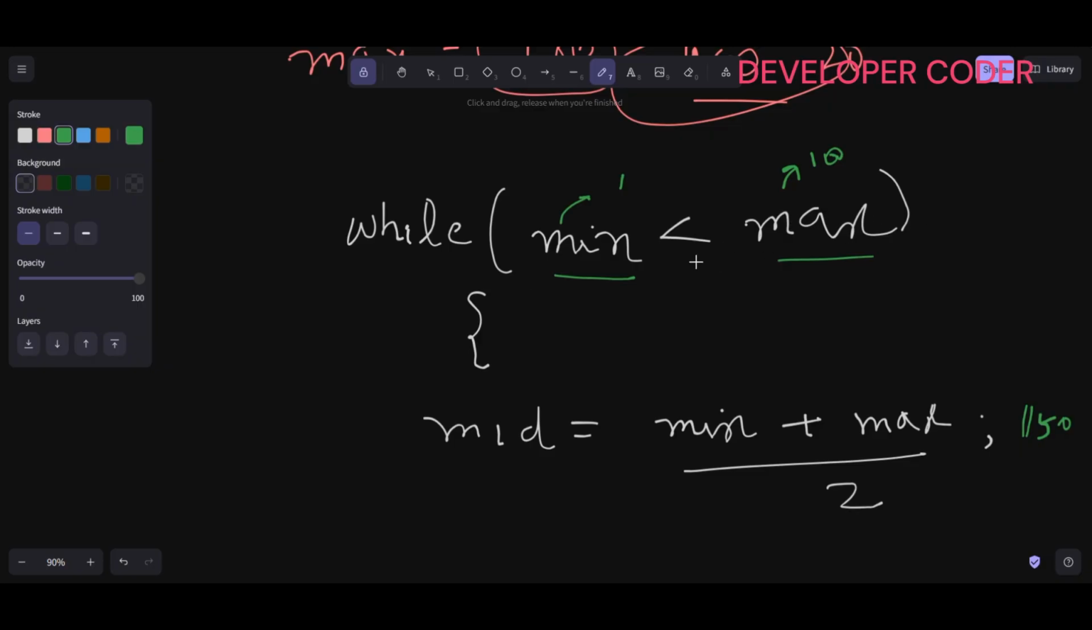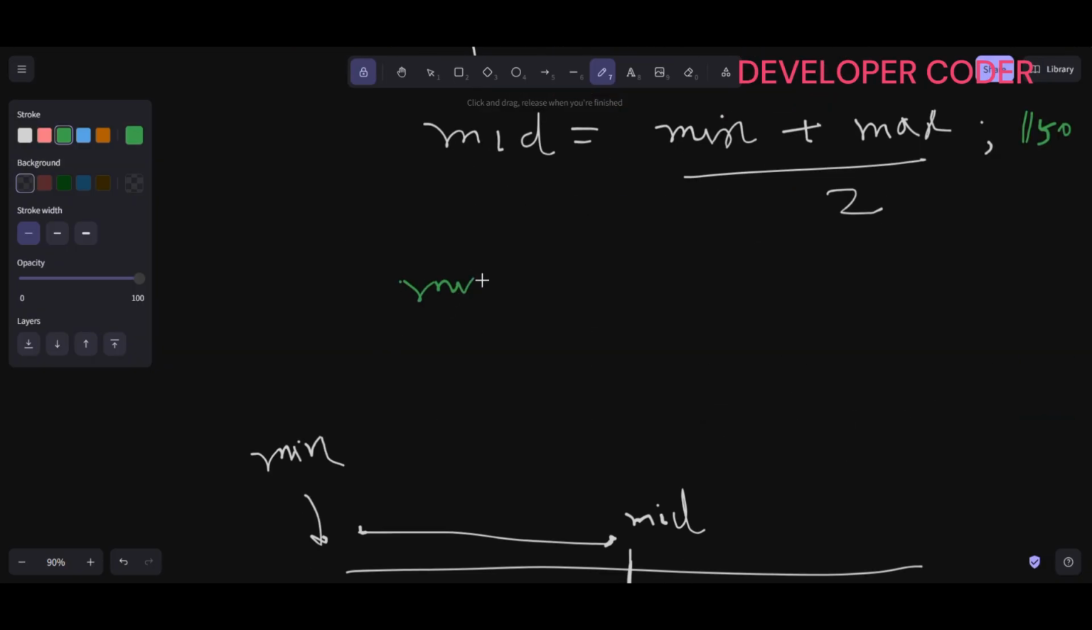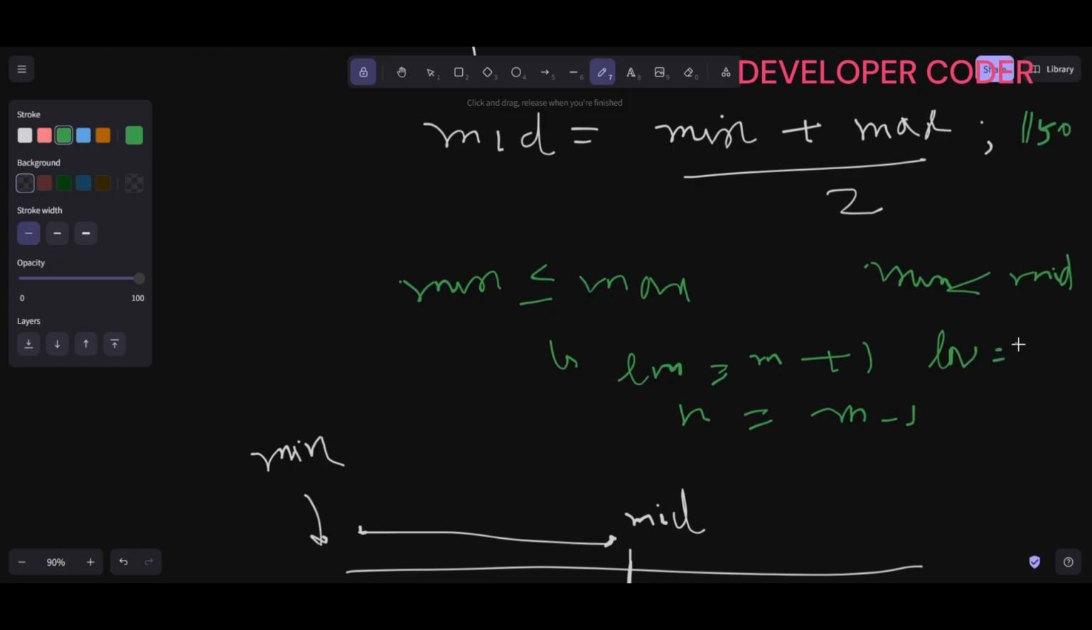There are many ways. If you use, let's say, min less than max, then in some cases you may use low as mid plus 1, and high as mid minus 1. Sometimes you write low as mid plus 1, and you write high as just mid, not minus 1 here. So it all depends upon the way you are solving the problem. Sometimes it may be opposite. So it all depends on the problem.